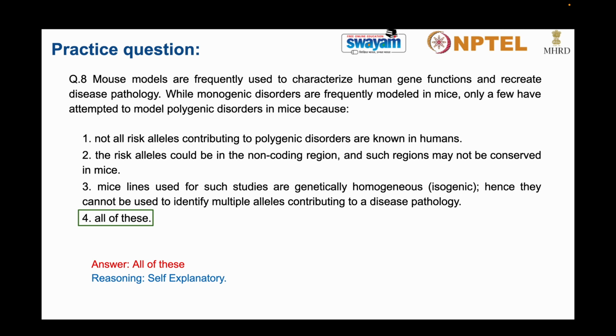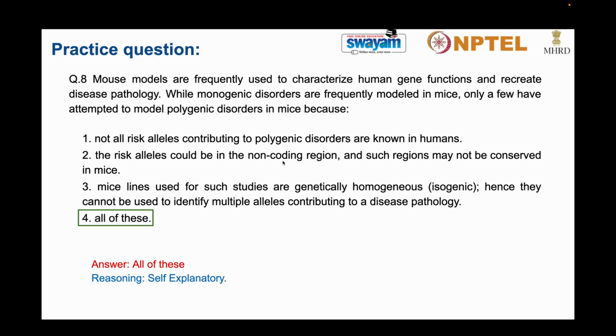And when we look at the omics, I'll tell you how complicated genomics, transcriptomics, and proteomics are. So I'll tell you why it is difficult to characterize the functionality of genes. So first of all, risk alleles contributing to polygenic disorders are not known in humans.